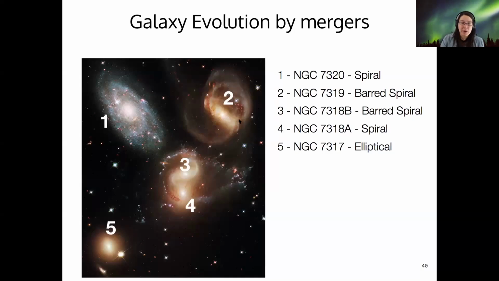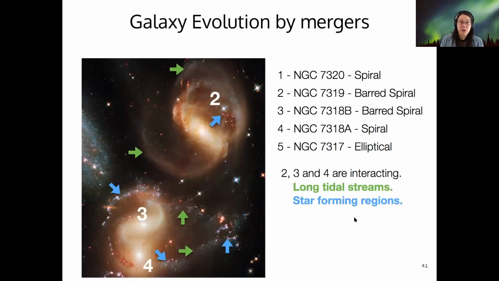2 and 3 both appear to be barred spirals. They have a rather elongated central bulge shape. 4 looks more like a regular spiral. It doesn't seem like its bulge is elongated. And then 5 is an elliptical galaxy. No spiral arms are apparent in 5, and neither is a disk or any dust or any other markers that would make us think it's a spiral.